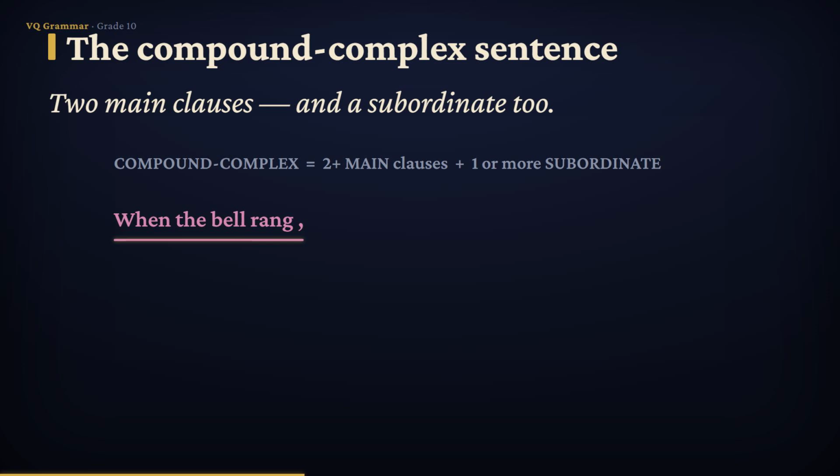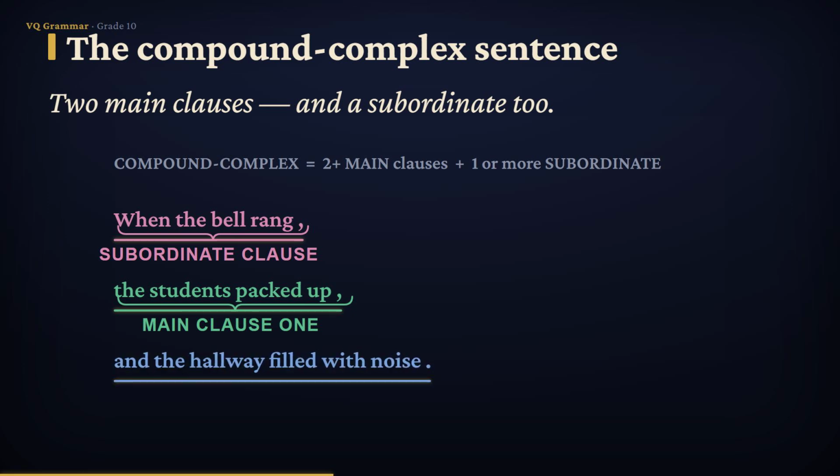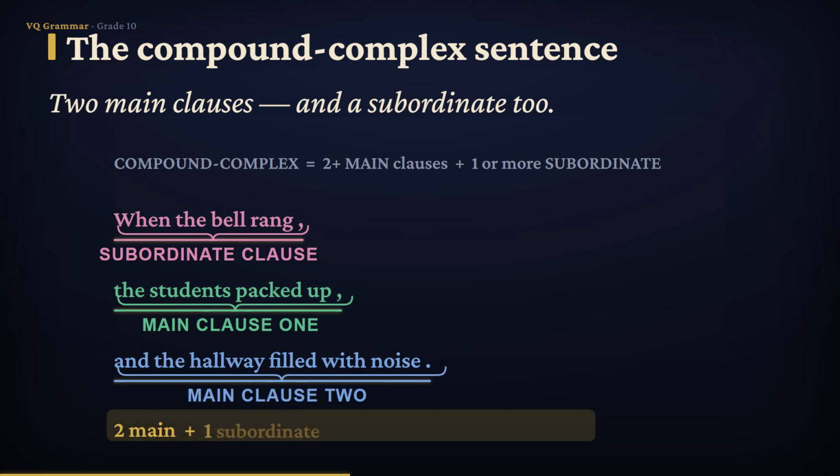When the bell rang, subject bell, verb rang, but that word when leaves it dangling, so it's a subordinate clause. Next, the students packed up. That could be a sentence all by itself, so it's our first main clause. And then, and the hallway filled with noise. Drop the little joining word and you'd still have a full sentence. So that's our second main clause. Add it up. 2 main clauses, 1 subordinate clause. That combination, and only that combination, is compound complex.